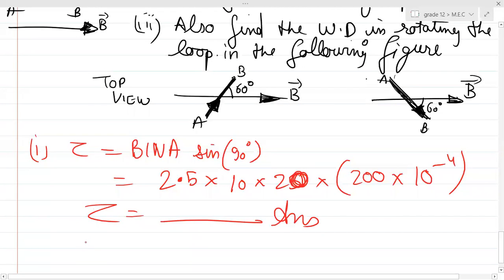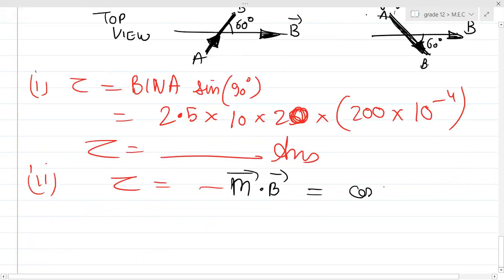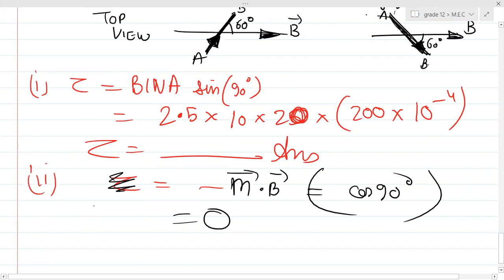After that, the second part, what is the potential energy? It is minus of M dot B. It is an easy question, guys, I think you should be able to do it. Is this clear? Please remember here you will write cos 90, then everything will become 0. So the potential energy in the second case is 0.